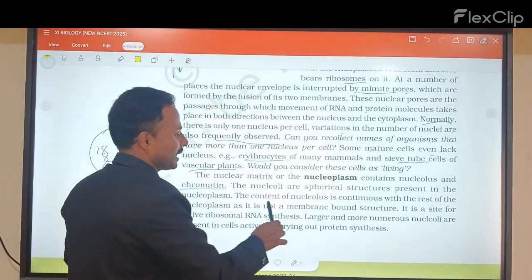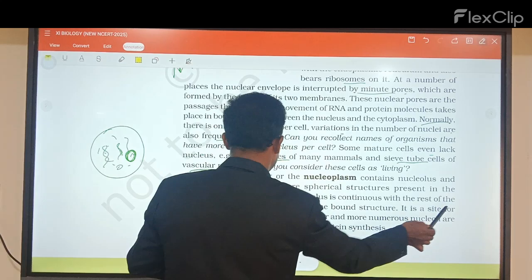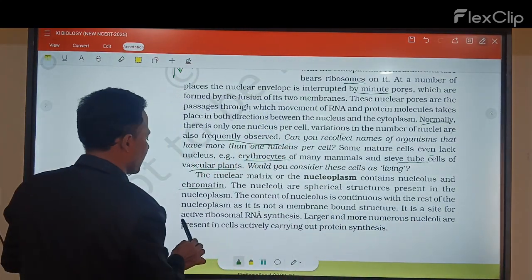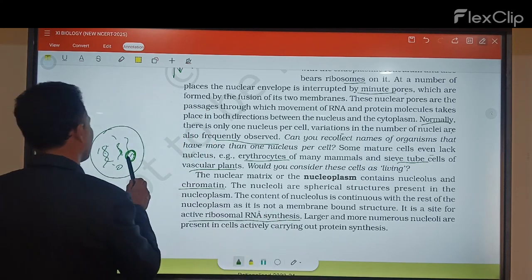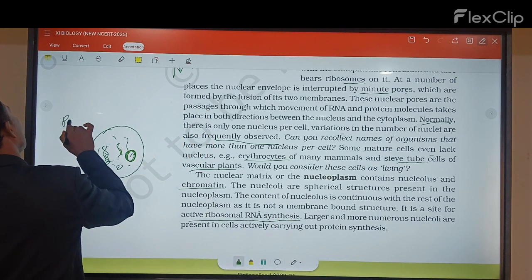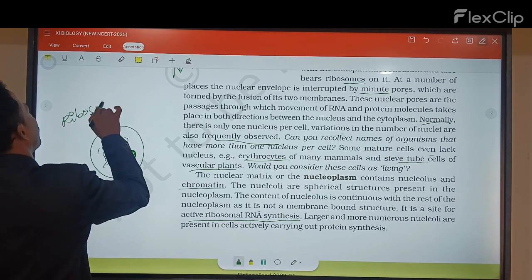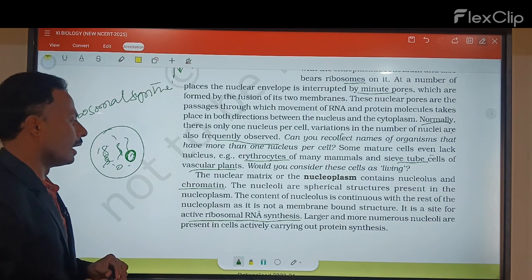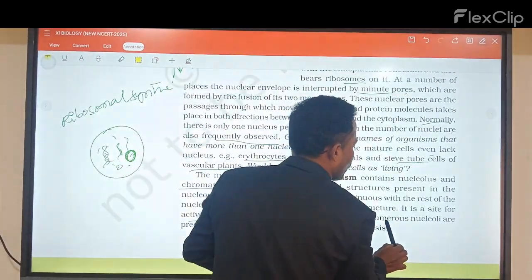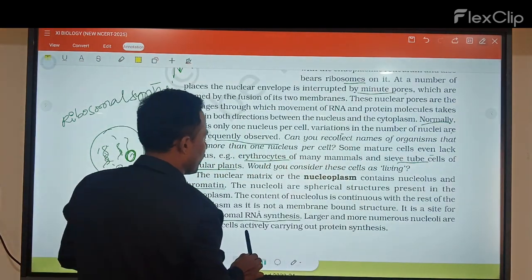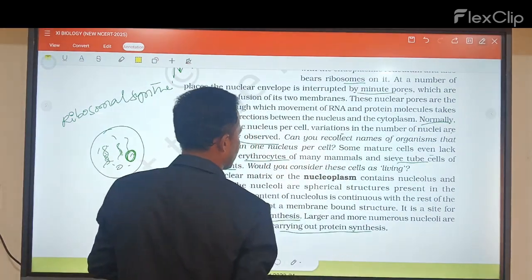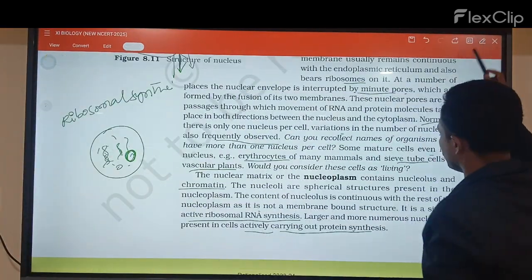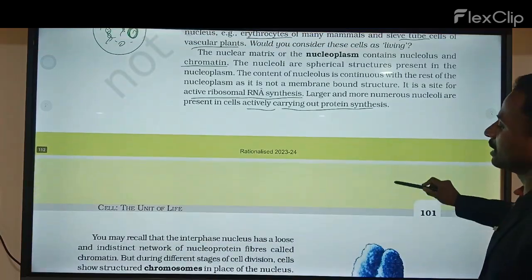That spherical structure is called what? Nucleoli. It is continuous with the rest of the nucleoplasm, and it is not a membrane-bound structure. It is the site for active ribosomal RNA synthesis, so their major function is ribosomal synthesis. Larger and more numerous nucleoli are present in cells actively carrying out protein synthesis.